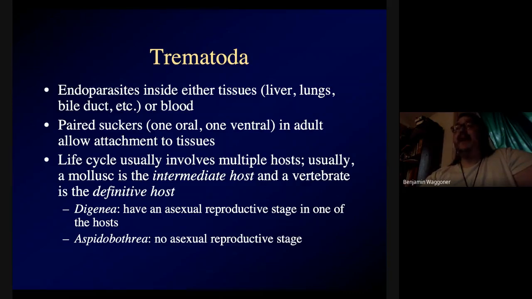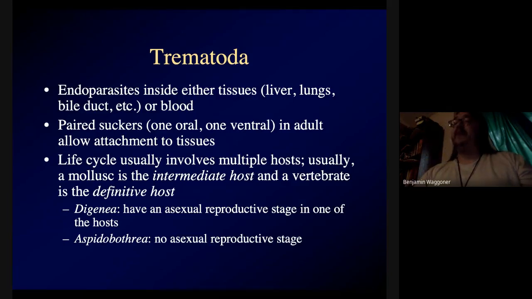And usually the life cycle involves multiple hosts. Typically, although you'll see some exceptions, the intermediate host, where there's asexual reproduction taking place, is a mollusk, very often a snail, as hopefully we will see tomorrow. And the definitive host where sexual reproduction happens is a vertebrate.